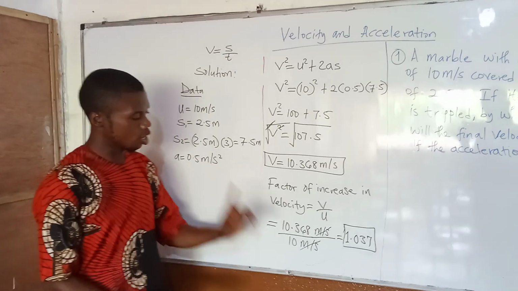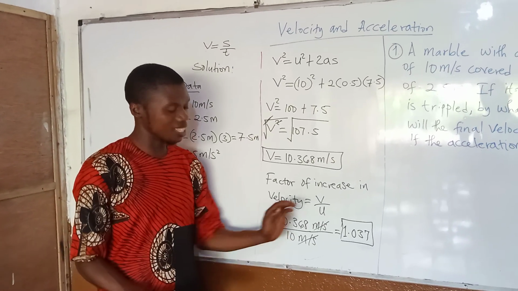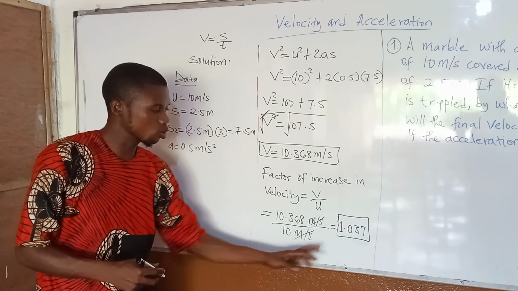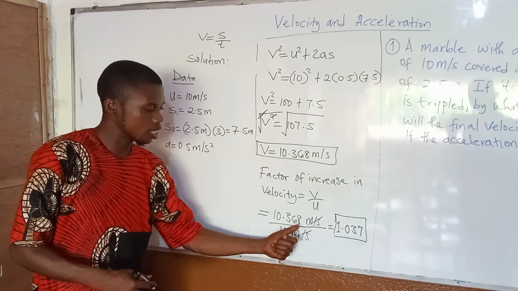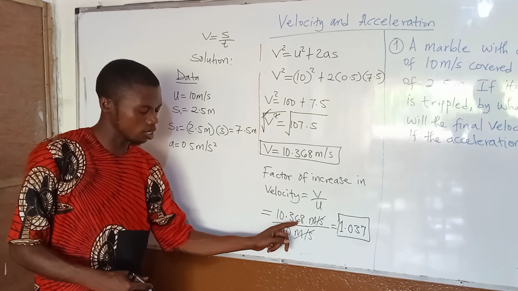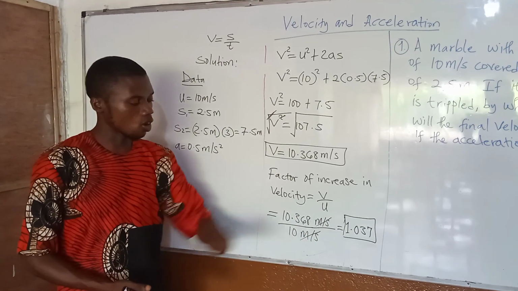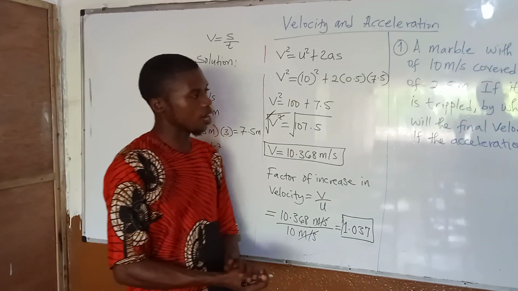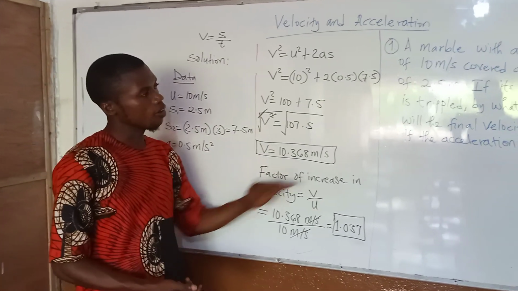1.037. It should be 1.0368, but we rounded it up. In this case, we took 1 from the 8, added it to the 6, and then we got a 7. So 1.037 is the factor of increase in velocity for this question.